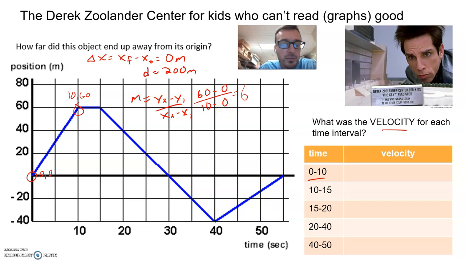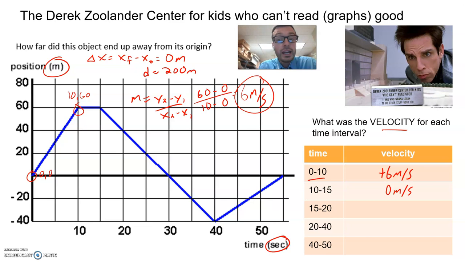What does that mean? That means the rise over run, the meters over the seconds, meters is rise, seconds is run. The velocity here is positive 6 meters per second. So the velocity for that first interval from 0 to 10 seconds is 6 meters per second. What's the velocity for the next one? Well, the slope is the velocity, and the slope is 0 for those next 5 seconds. So it's quick and easy to find out that the velocity is 0.